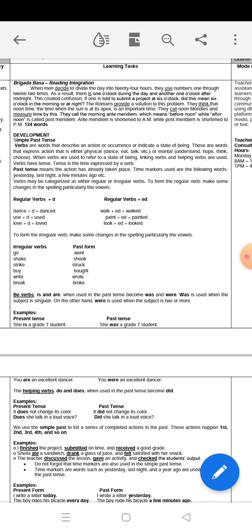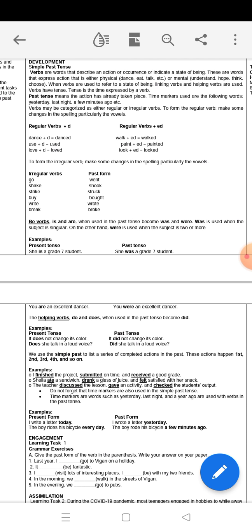The Romans provide a solution to this problem. They think that noontime, the time when the sun is at its apex, is an important time, and they call noon meridius and measure time by this. They call the morning antemeridiem, which means before noon, while afternoon is called postmeridiem. Antemeridiem is shortened to AM, while postmeridiem is shortened to PM. So when they ask you what time is it, it's 7 a.m. So AM means again antemeridiem, and PM means post-meridiem. Okay? So let's move on to our topic.